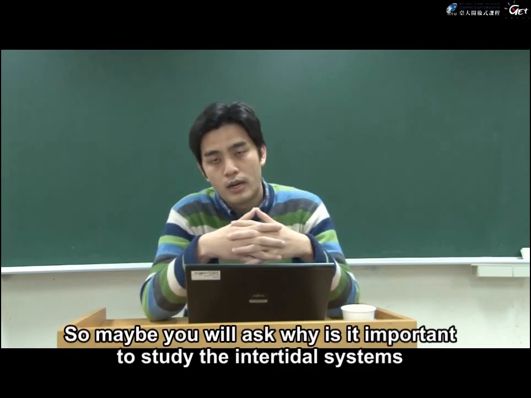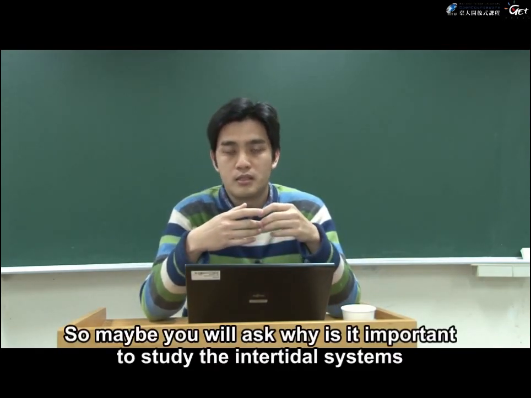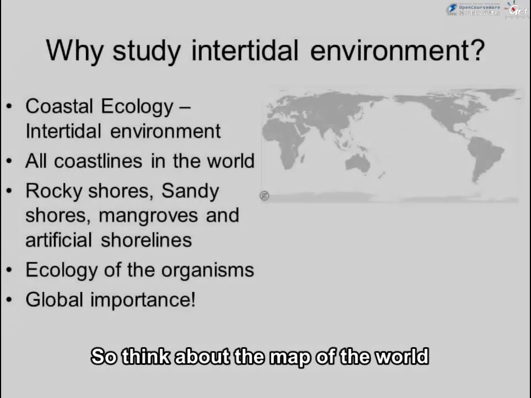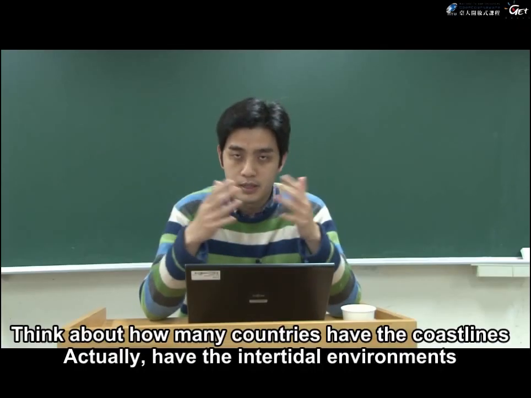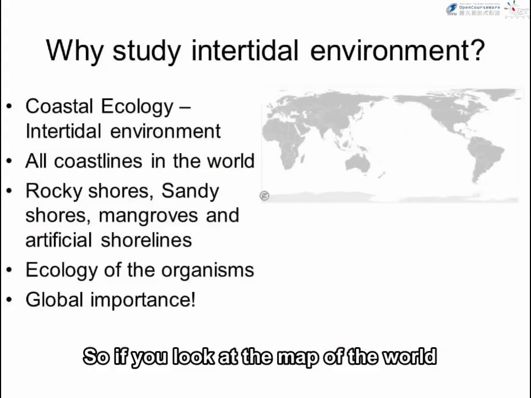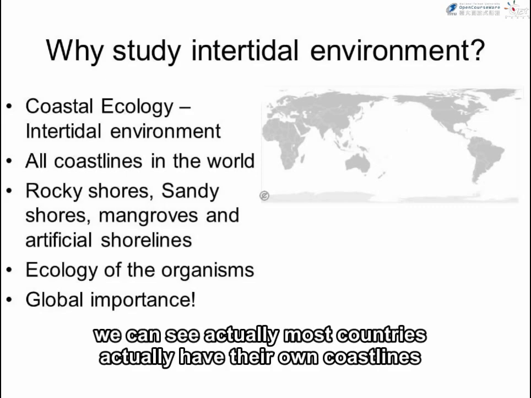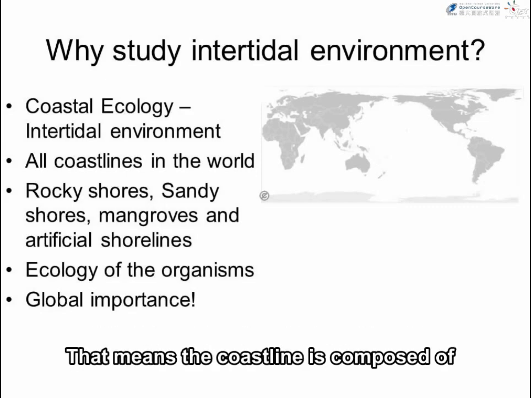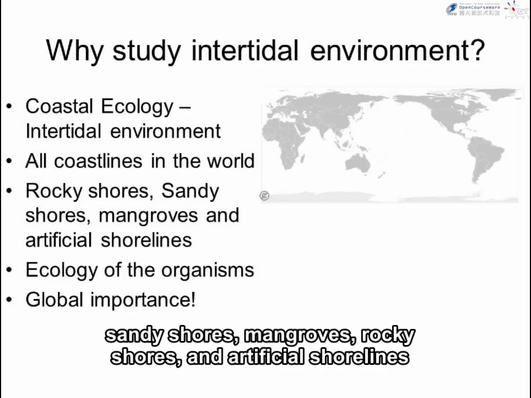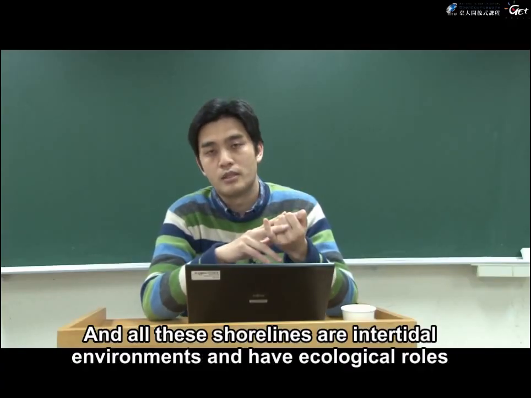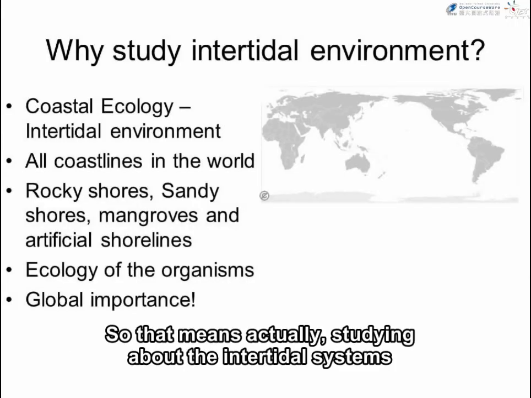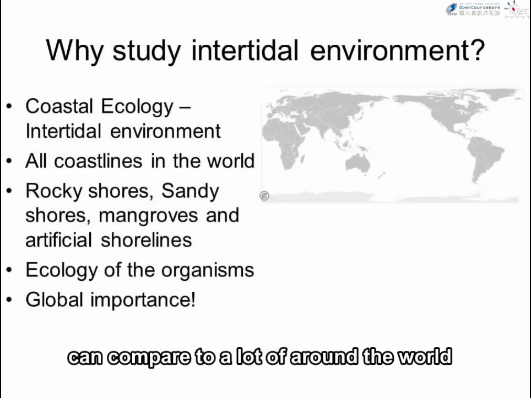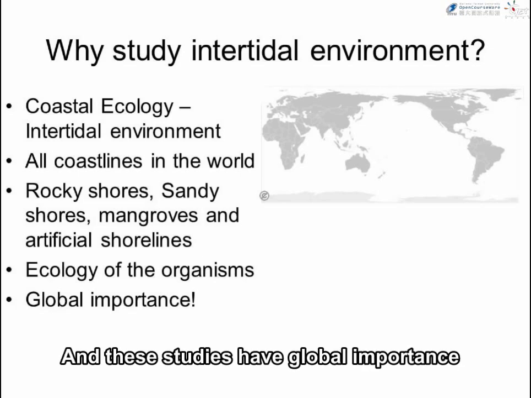Maybe you will ask why it is important to study the intertidal systems. Think about the map of the world, and how many countries have coastlines, actually have intertidal environments. Most of the countries have their own coastline. That means the coastline is composed of sandy shores, mangroves, rocky shores, and also artificial shorelines. All these shorelines are intertidal environments and have important ecological roles. So studying the intertidal system can be compared to a lot of work around the world, and this study has global importance.